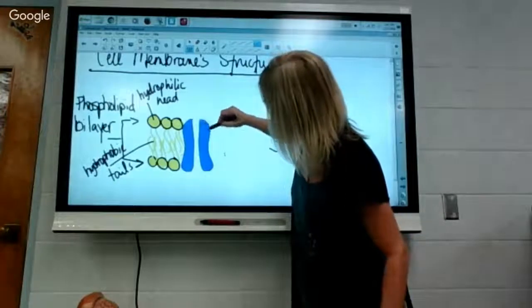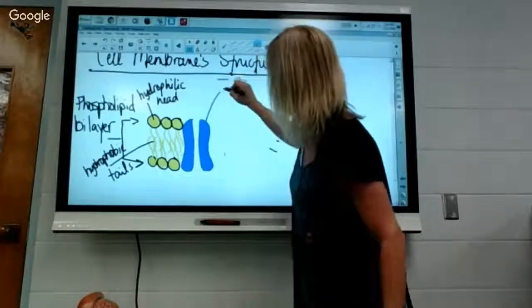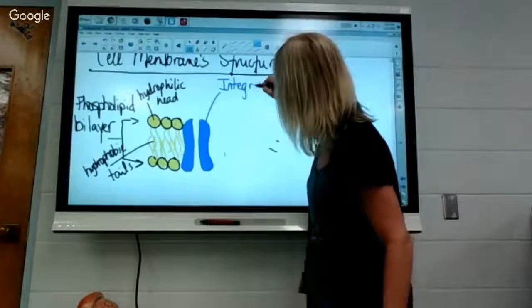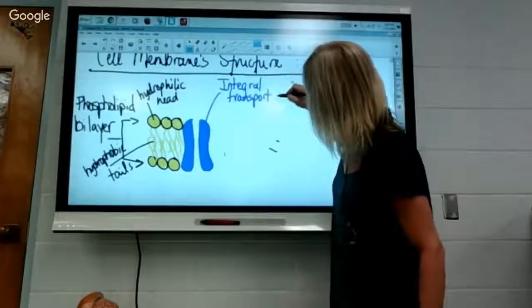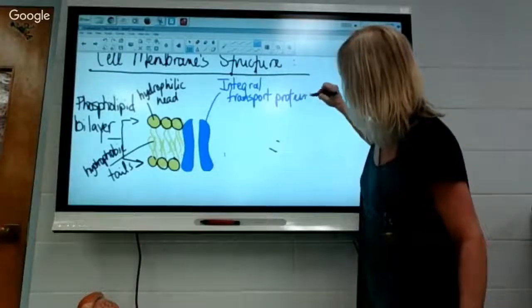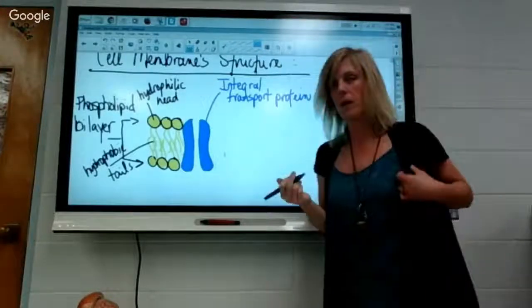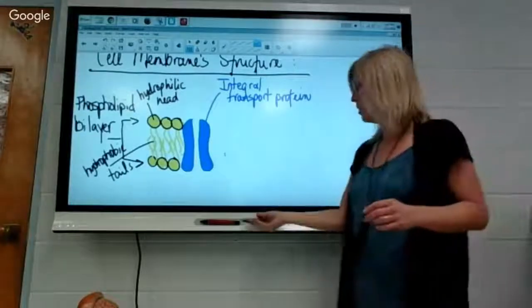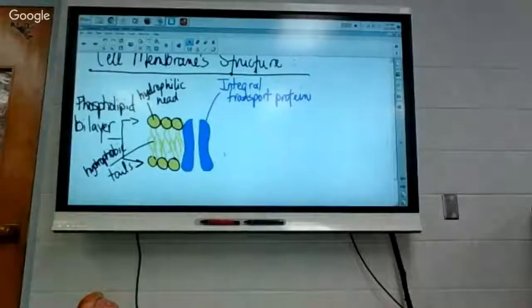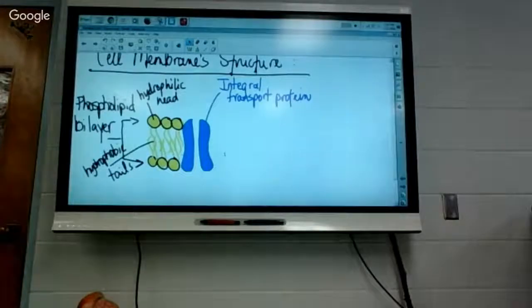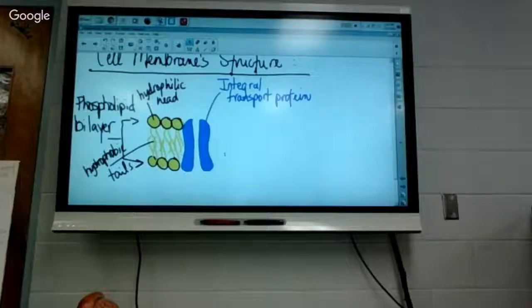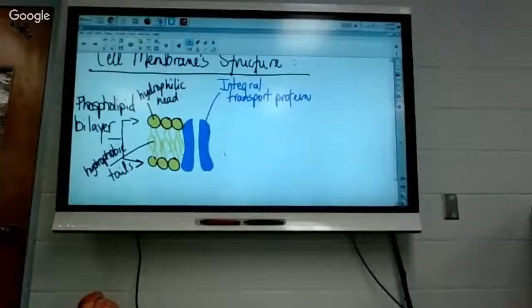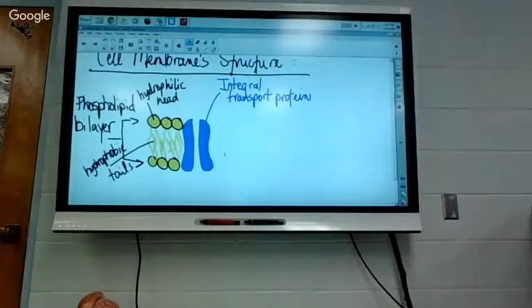All right, so this is an integral transport protein. Now, sometimes they call them carrier proteins, but basically this is how it works. Really tiny molecules. Oh, we lost a fatty acid. If it's a really tiny molecule, and I don't want to break his model, so let's say it is.